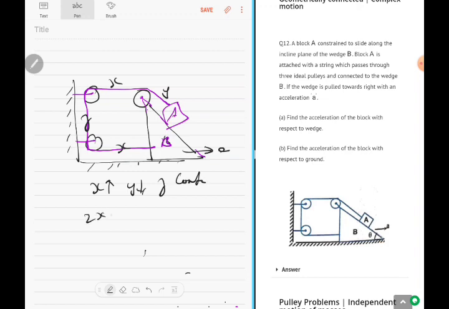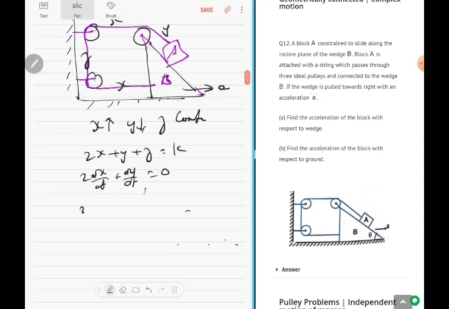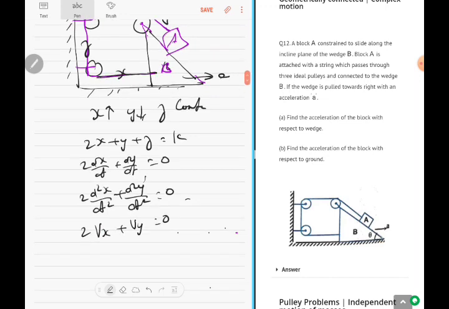So when you add up everything, 2x plus y plus z is equal to a constant. So 2 into dx by dt plus dy by dt, which is decreasing of course, but I'm not putting a negative sign, plus differentiation of z, z is a constant, so it's 0. Double differentiated, d square x by dt square plus d square y by dt square is also 0. This shows that 2 times velocity of x plus velocity of y is equal to 0, but you already know that this is the acceleration of the wedge.